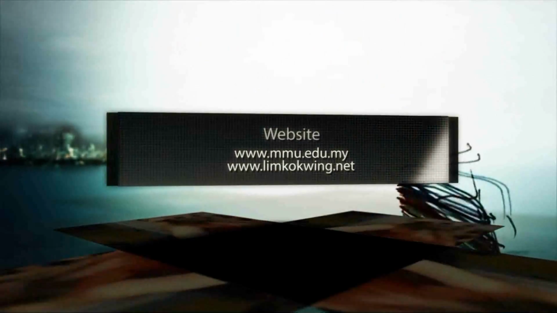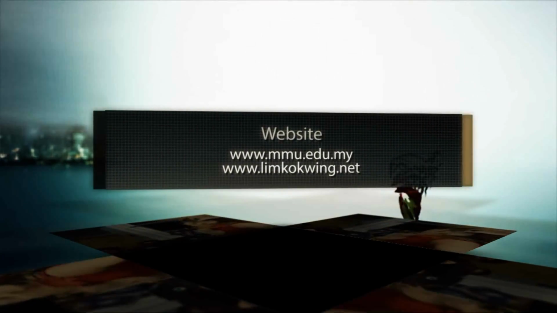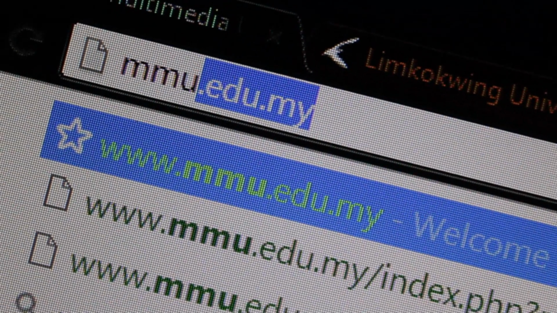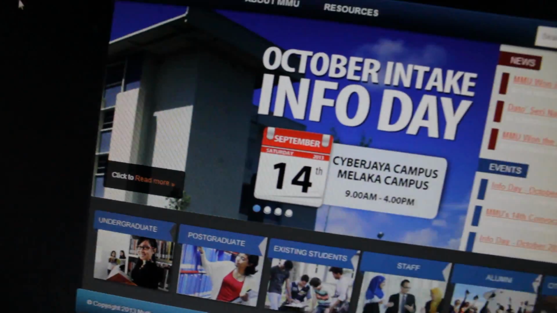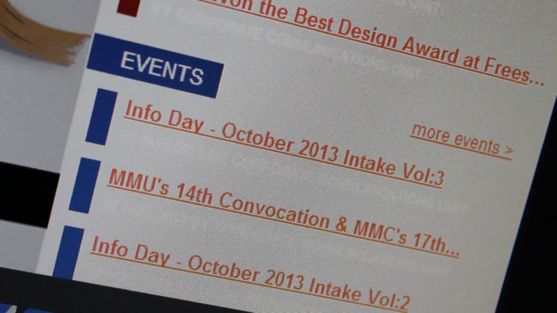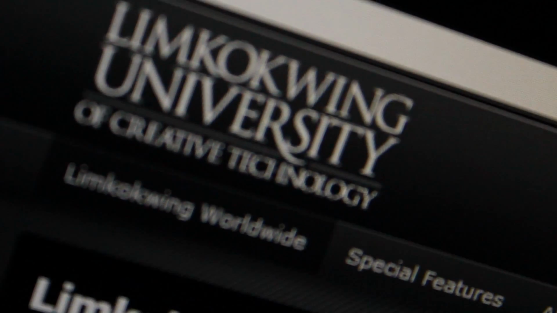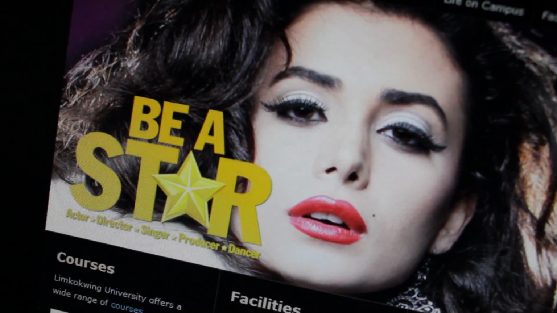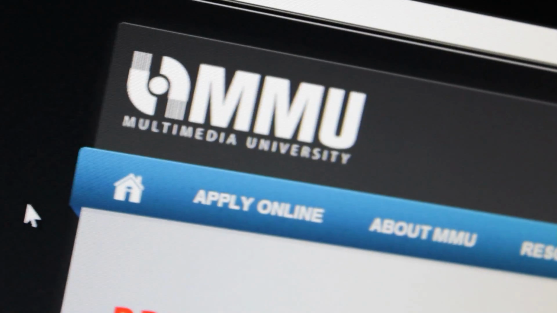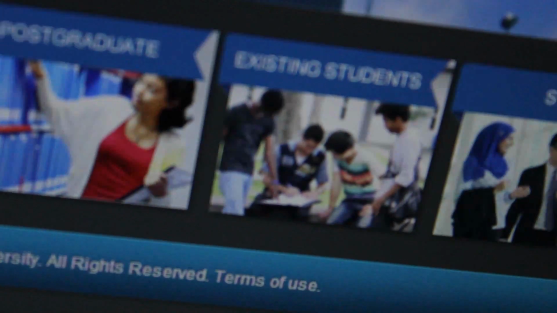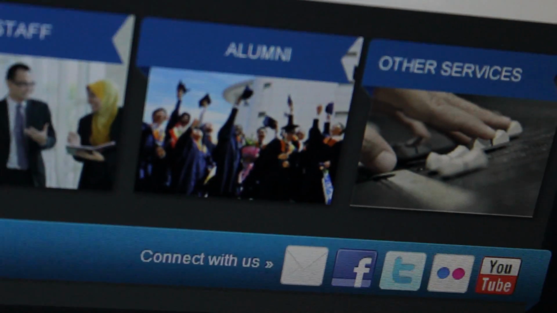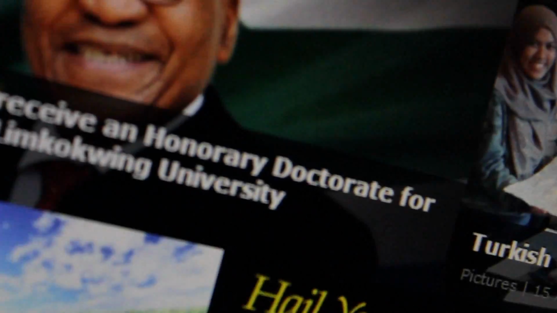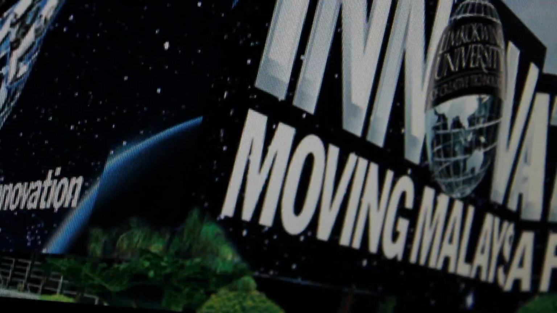Website. Generally, when the viewer looks at the Multimedia University, the first thing that can be noticed is the October intake info day. Meanwhile, on Limkokwing University's website, the first thing that can be observed is also the typo, which is "Be a star." Basically, the Multimedia typo has a connotative meaning which is directly conveyed to the viewer, while the Limkokwing University typo is using a denotative meaning to represent its message, be a star.